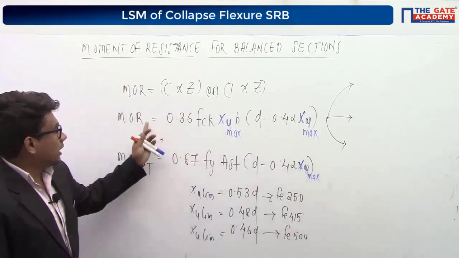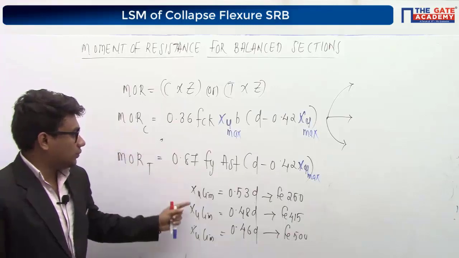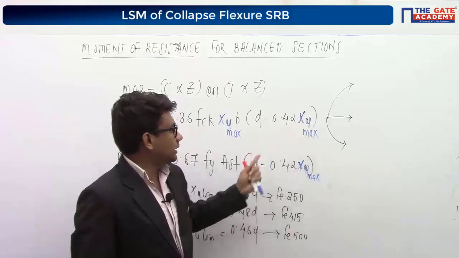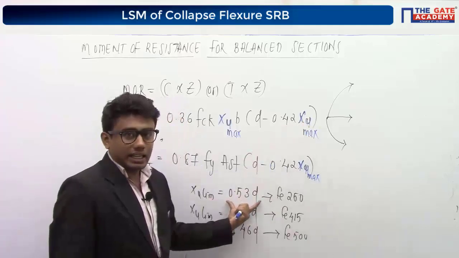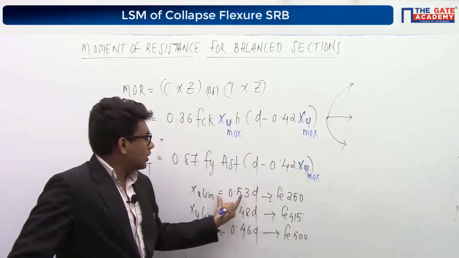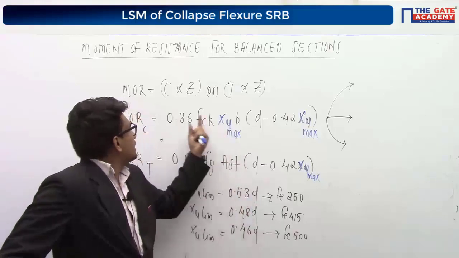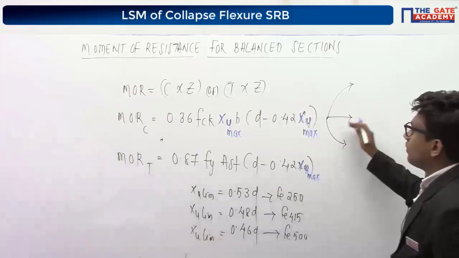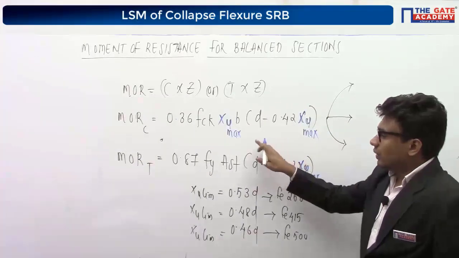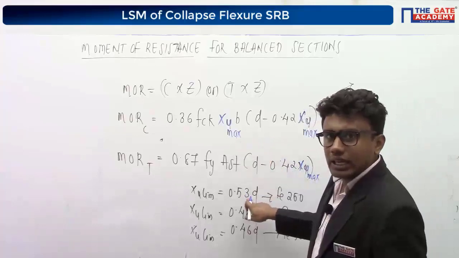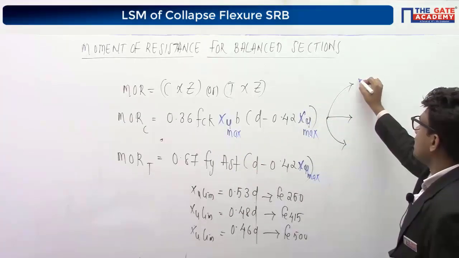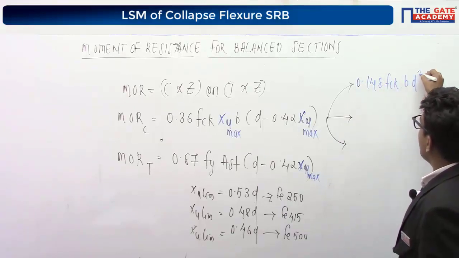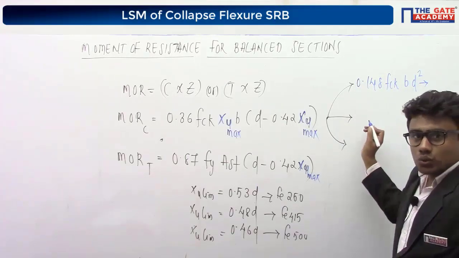If I use these, we can easily find the moment of resistance for different grades of steel. FCK is there, B is there, D is there, 0.42 XU max is there. If I put the value of 0.53D for Fe 250 grade steel, I will be getting the moment of resistance equation like this: 0.148 FCK BD square. That is for Fe 250 grade steel.